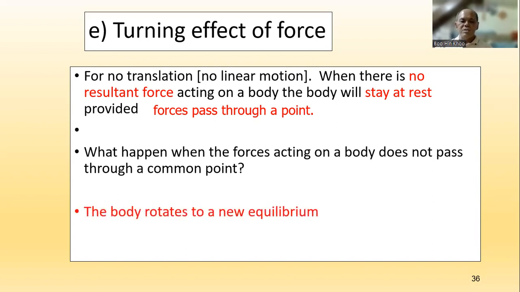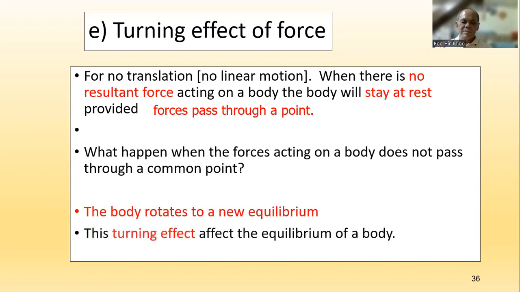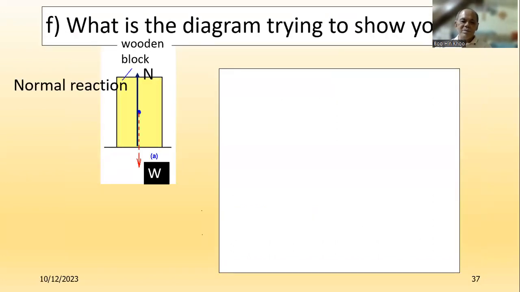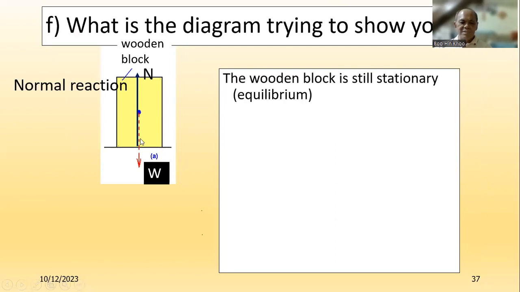The body rotates to a new equilibrium position. This turning effect affects the equilibrium of a body. We will look at an example. What are we trying to show? A block lying on a table is in equilibrium. The wooden block is still stationary, in equilibrium.